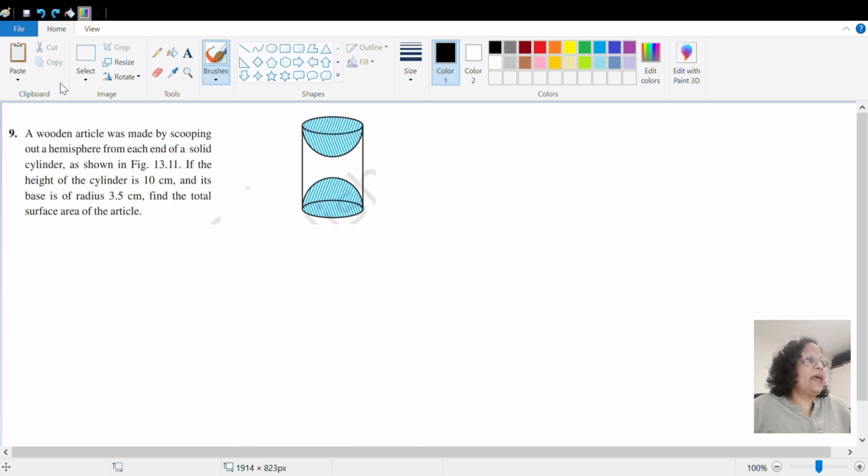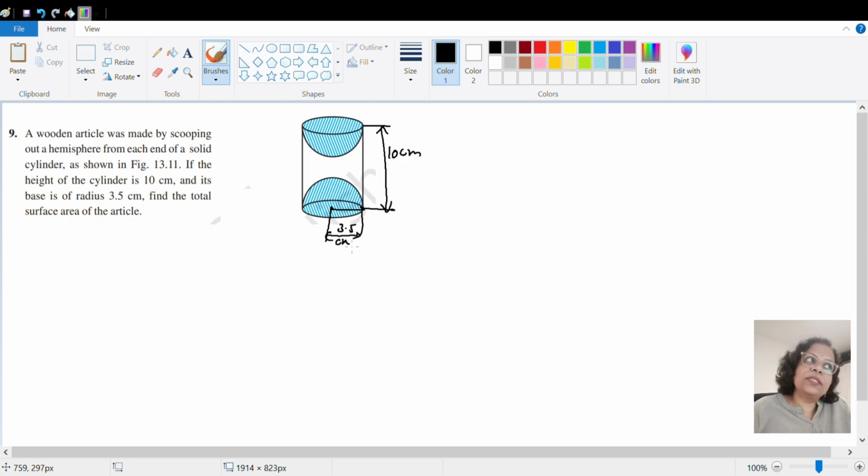Question number 9 says a wooden article was made by scooping out a hemisphere from each end of a solid cylinder as shown in this figure. If the height of the cylinder is 10, so this height is given to us as 10. The radius is also given. Its base radius is given, which is 3.5. From here to here, it is 3.5 centimeter.